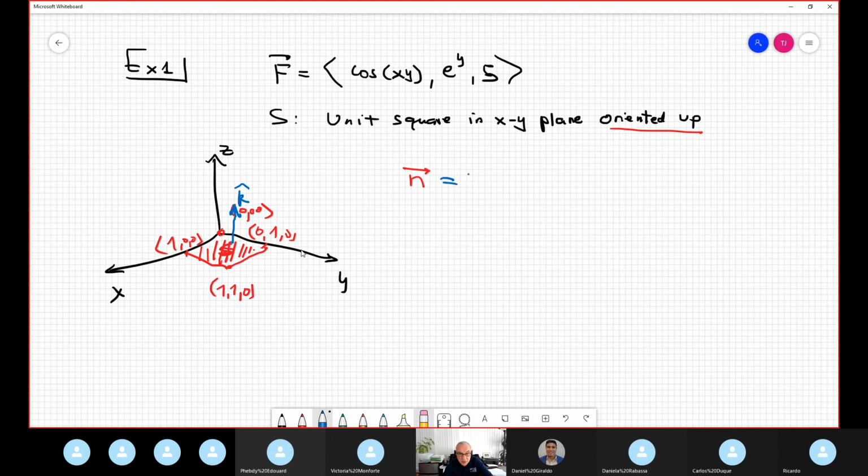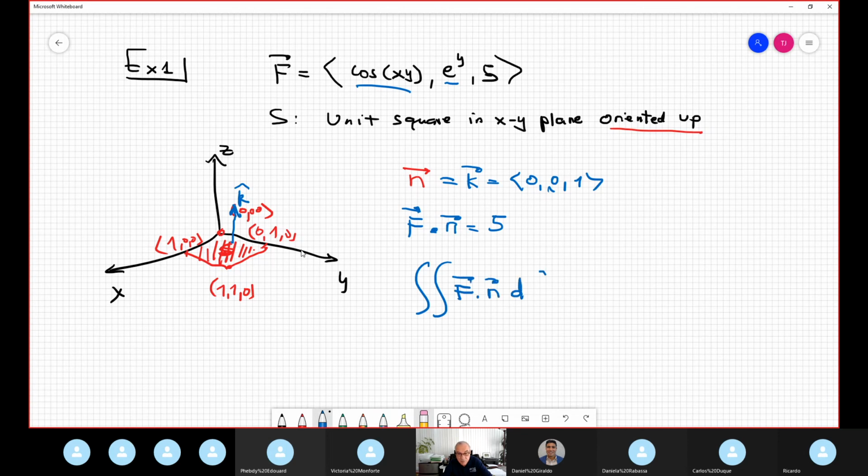And K is (0, 0, 1). When you perform the dot product of F and N, 0 times something is 0, 0 times something is 0, and 1 times 5 is 5. So my flux integral over the region R is the double integral of 5. Five is a constant function.